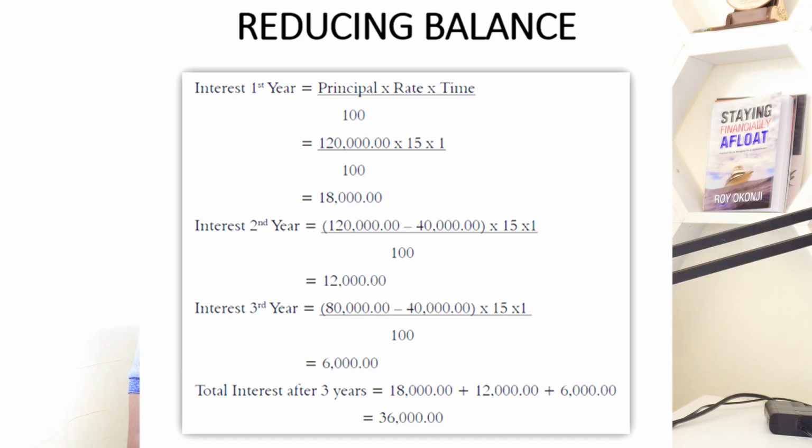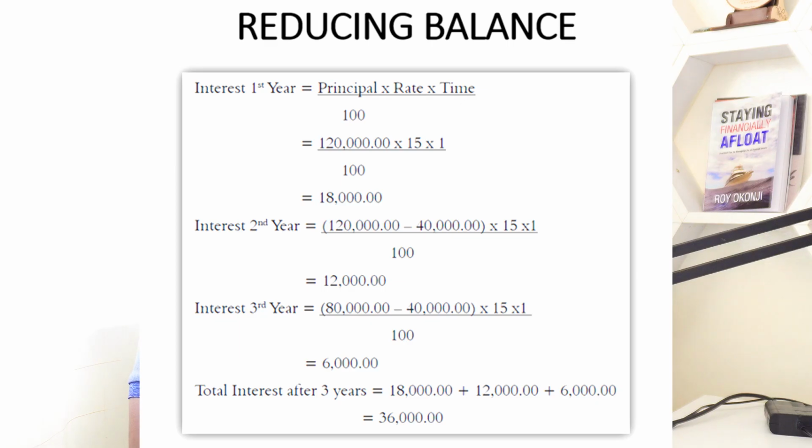Now for year 2, the interest will be on the outstanding principal. Remember, we are assuming that the principal reduces by 40,000 every year. So for year 2, the interest will be on the principal remaining, which is 120,000 minus 40,000, in this case 80,000, times rate times 1 for that second year. That will give us 12,000. You begin to see the difference. In the flat rate regime, the interest was the same. So the second year still gave us 18,000, but reducing balance gives us 12,000.